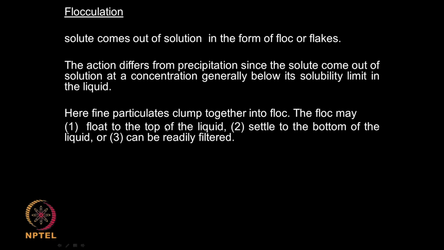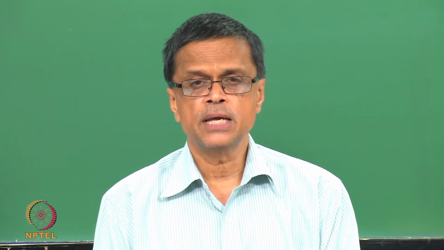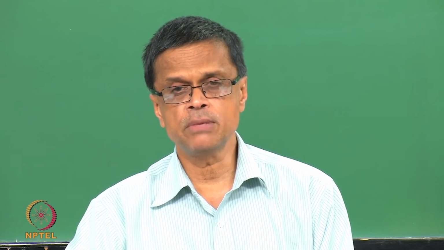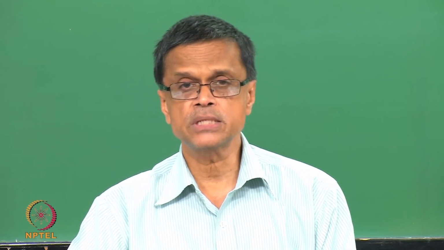Sometimes they can float at the top of the liquid if the bulk density of the flocks is less than the liquid density, or they can settle to the bottom if the density of the flocks is much larger than the density of the liquid. They can also be easily filtered, because when the particles are very fine it may be very difficult to filter through a filtration unit. Of course, we can go into nano filtration, but that is very expensive. So, you can make it into larger flocks, then it becomes easy to use a very normal filtration unit to filter it out. That is what is done in flocculation.